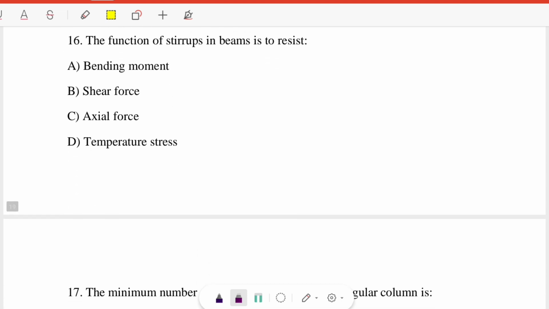Next question, the function of stirrup in the beams is to resist option A bending moment, option B shear force, option C axial force, option D temperature stress. The correct answer is option B shear force.